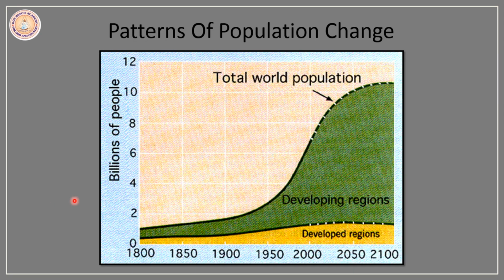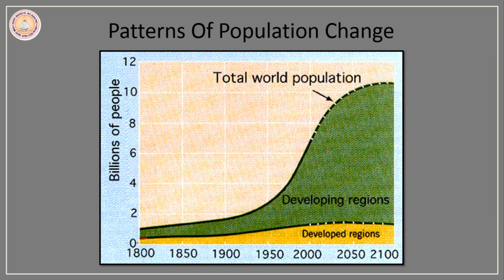Now, if you look at the table which is given at the bottom of page 15, you will find statistics of the growth of the world population. If you look at the statistics, you will find that we were about 1 billion in the year 1800.